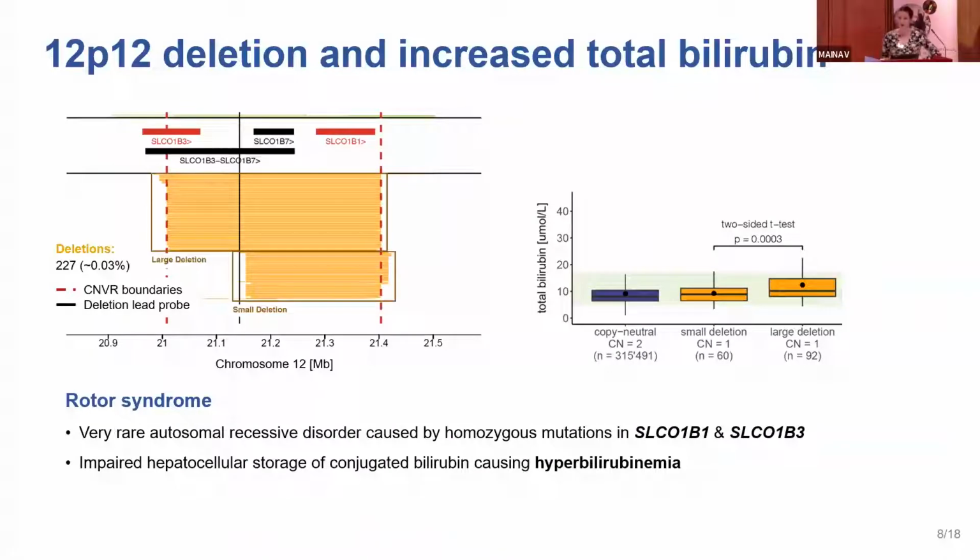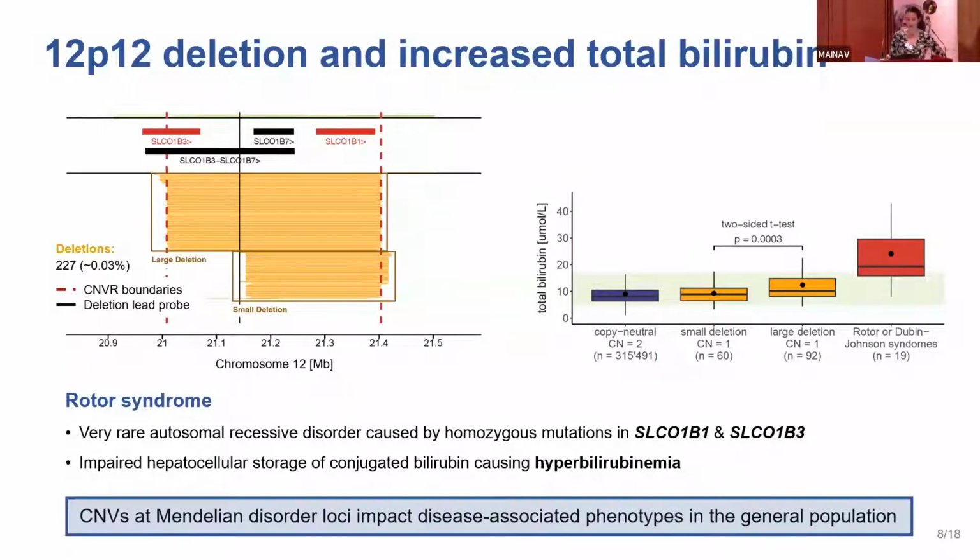And where I think it becomes very interesting is that there's an extremely rare autosomal recessive disorder that is called Rotor syndrome. And this disease is genetically characterized by the homozygous mutation or deletion of both of these genes. And the main clinical manifestation of this disease is actually hyperbilirubinemia. And we see very nicely that the very few individuals in the UK Biobank that have this diagnosis, well, they have extremely high and pathogenic levels of bilirubin. So with the second example, I wanted to show you how CNVs at Mendelian disorder loci can actually impact disease-associated phenotypes in the general population, but without necessarily causing a full-blown diagnosable disorder.